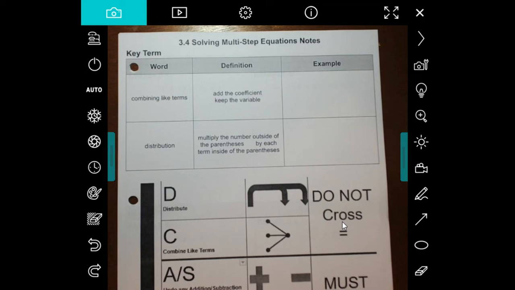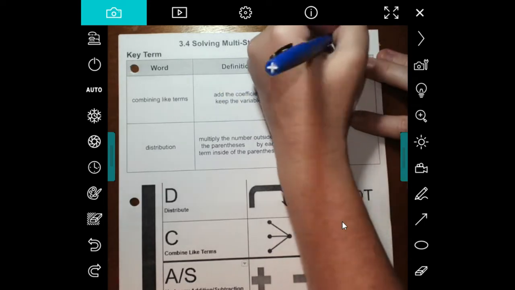Okay, today we are going to go over our 3.4 notes, solving multi-step equations. I'm going to go ahead and start with name and class period.